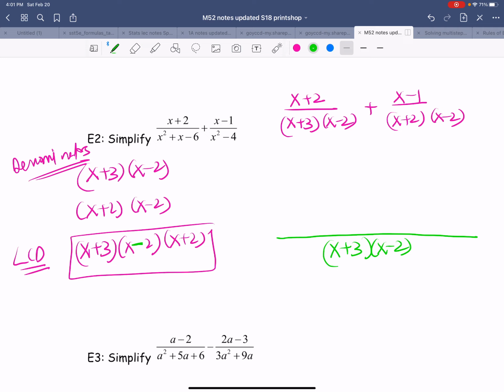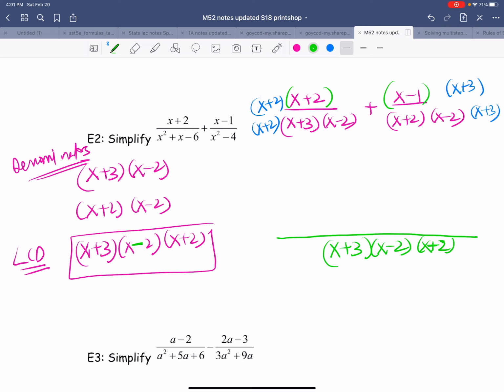x plus 3, x minus 2, and x plus 2. That's going to be the denominator of the new fraction. Well, what was missing in the first fraction? The first fraction needs to be multiplied, both numerator and denominator, with an x plus 2. The second fraction needs to be multiplied with an x plus 3. Okay, just be a little extra careful now because I do have binomials and binomials.